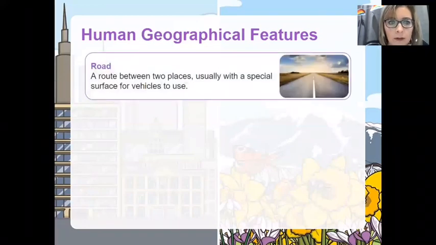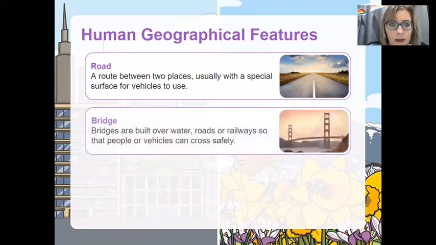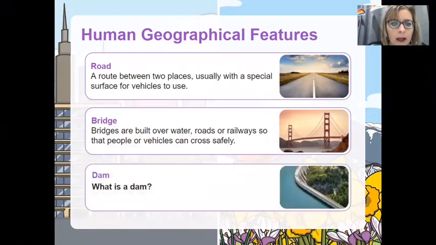Other human geographical features. Roads. A road between two places, usually with a special surface for vehicles to use. Bridge. Bridges are built over water, roads or railways so that people or vehicles can cross safely. A dam. What is a dam? A dam is a barrier that stops the flow of water. That's also a human geographical feature.